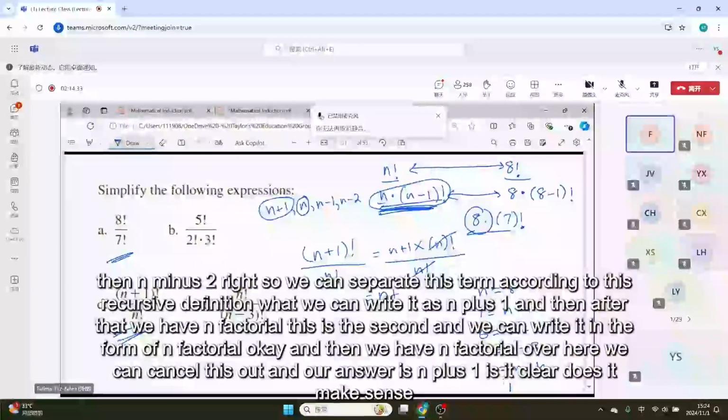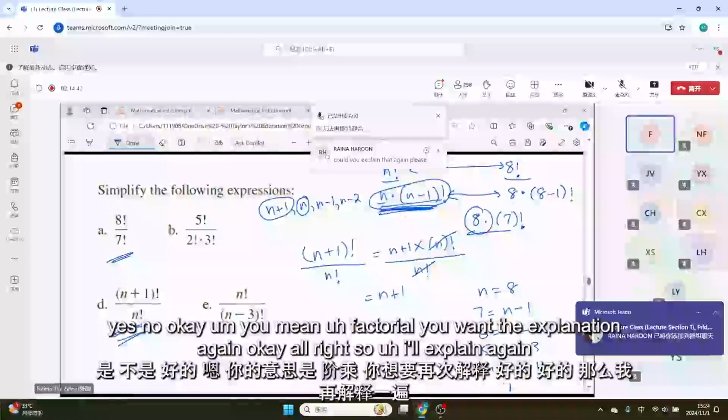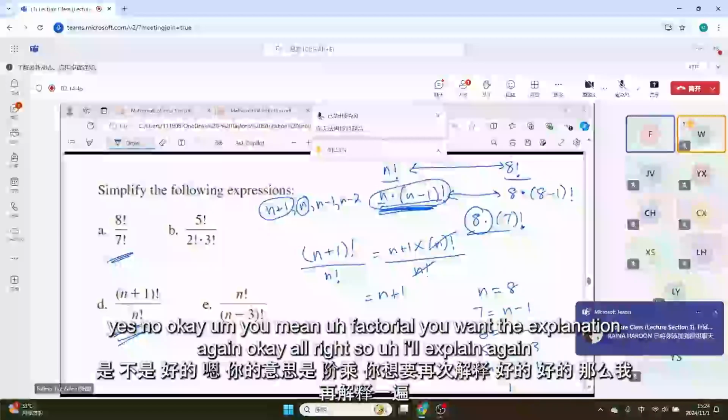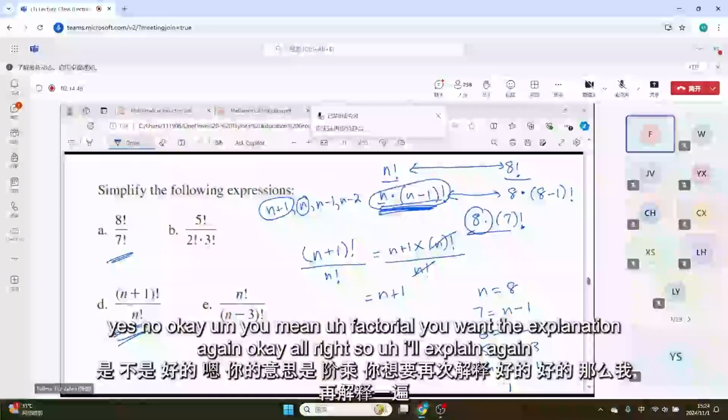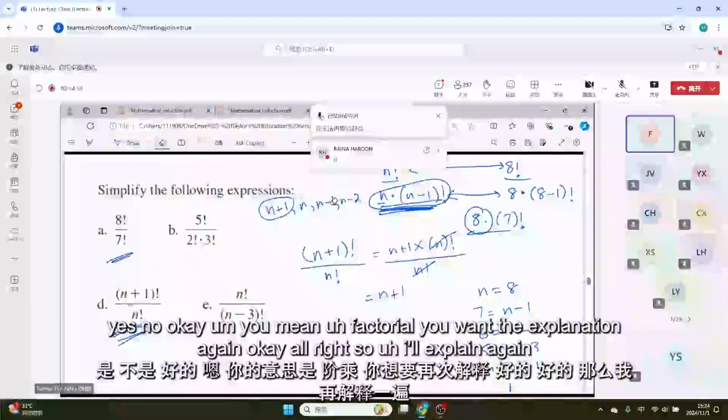Is it clear? Does it make sense? Yes, no? Okay. You mean factorial? You want the explanation again? Okay. All right. I'll explain again from the beginning.